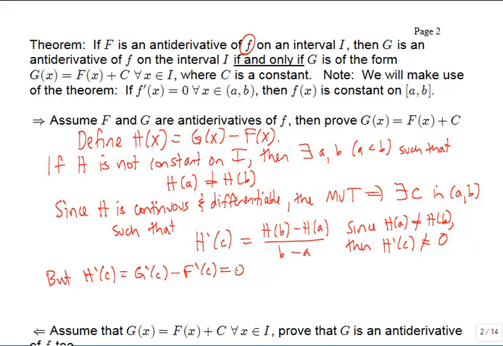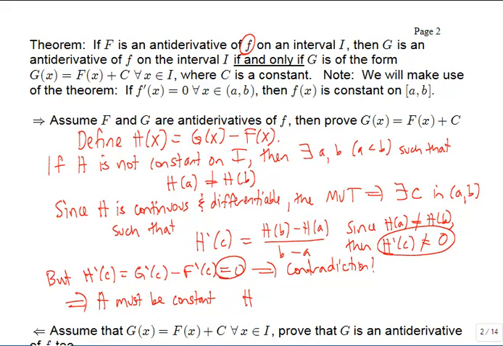So we have our contradiction. We said over here by the mean value theorem that this derivative couldn't equal 0, but here we just showed that it did equal 0. So that's our contradiction. And we obviously know that the mean value theorem is true, and we know based on the way we've set up our h that this result would be true. So that means our assumption that h was not constant and that h of a was different from h of b must have been a false assumption. So therefore, h must be constant.